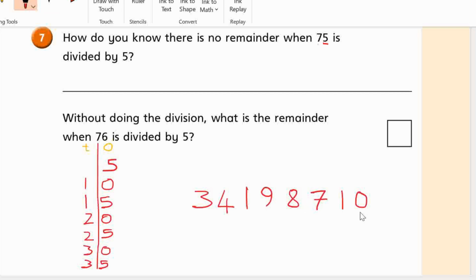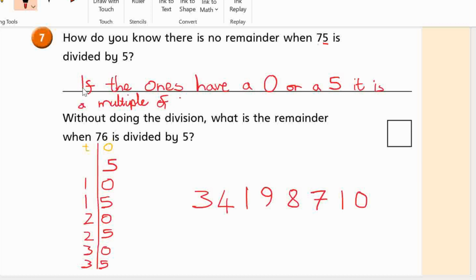So if the units or the ones are either a 0 or a 5, 5 will always go into it. Yeah? Okay, so you'd write if the ones have a 0, I hope they don't think that's an O, or a 5, it is a multiple of 5.